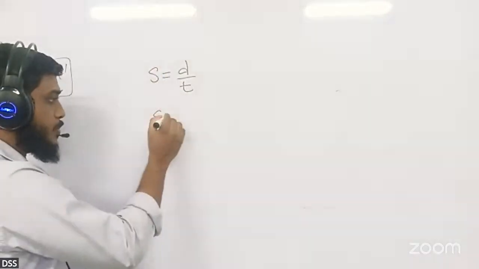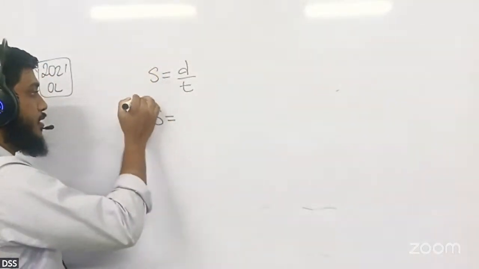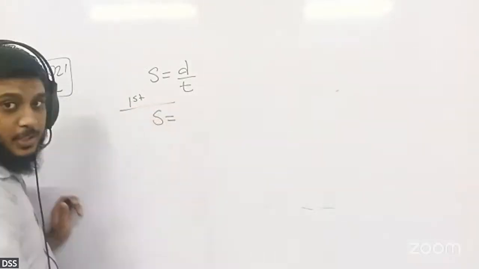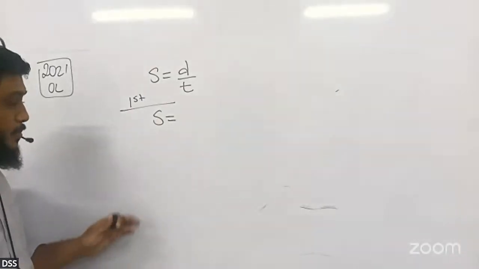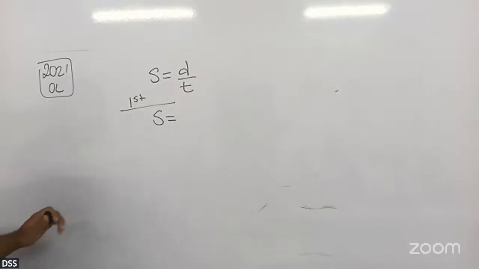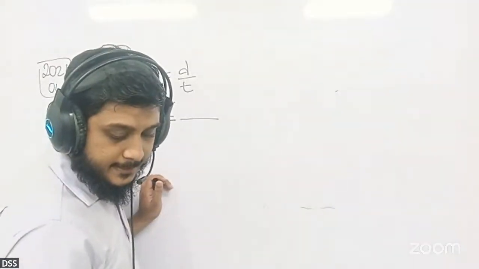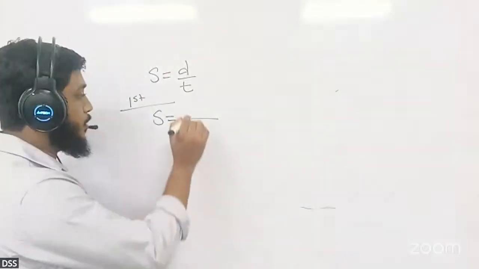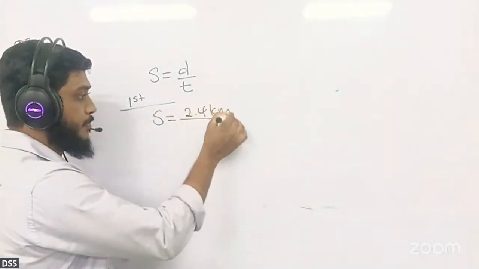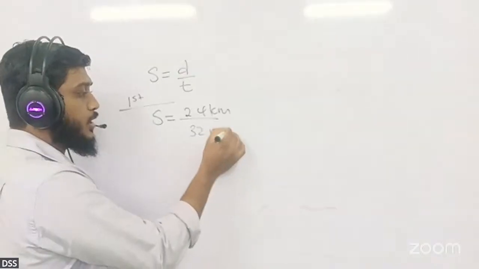Now see Sunil's speed at the first instance. First, Sunil's name, I'm sorry, Anil. Anil or Sunil, I'm sorry. First instance, what is the distance? Children, see this. What is the distance? 2.4 kilometers. What is the time? 32 minutes. Don't convert anything now.